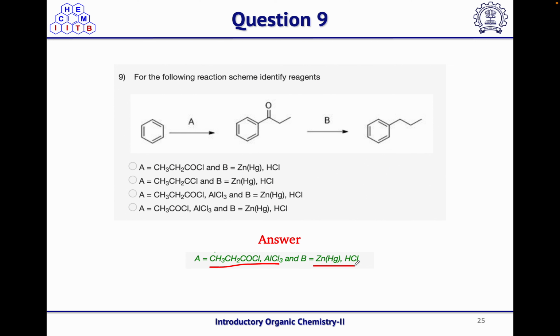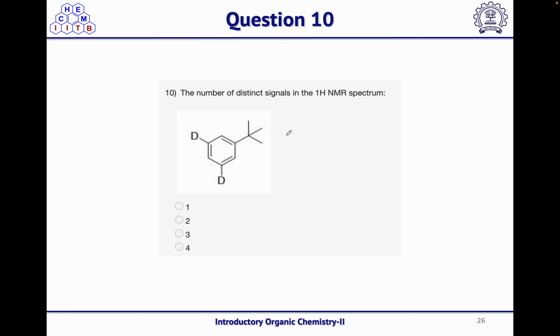Now we will move towards question number 10. Coming to question number 10, they have asked the number of distinct signals in the proton NMR spectrum and they have given the species. So here we can see this is a symmetrical species. Deuterium is NMR inactive. Its nuclear spin value is 0. Here one proton is there. Here two protons are there.